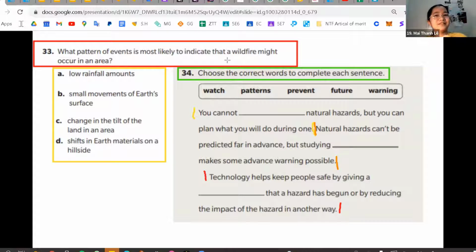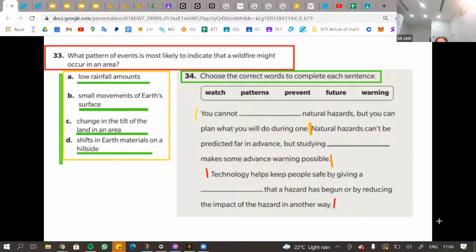Hello, students. I'm the new teacher instead of Mr. Jake for one page. So can Sophia, please read question 33 and the answers for it. What pattern of events is most likely to indicate that a wildfire might occur in an area? A, low rainfall amount. B, small movement of Earth's surface. C, change in the tilt of the land in an area. D, shift in Earth materials on a hillside.